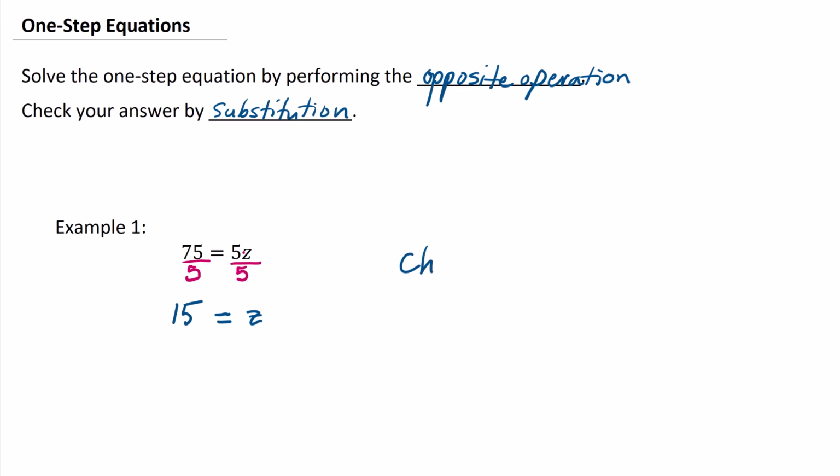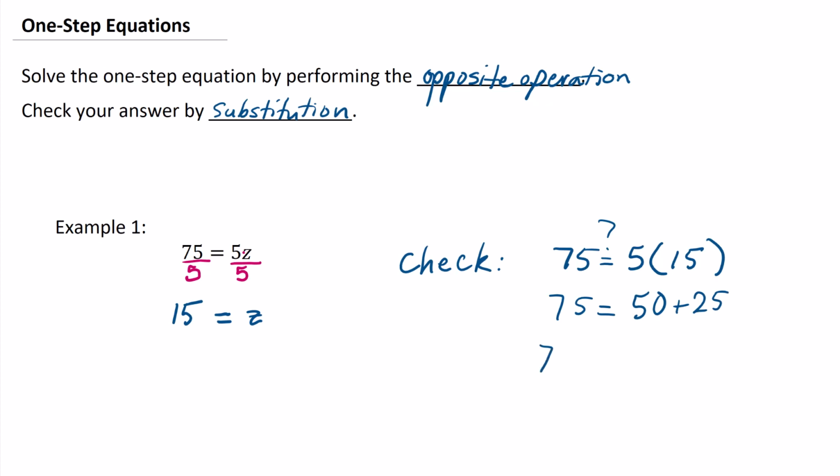To check, we replace the z with 15. So we have 75 equals 5 times z, but z we said was 15, and we just need to make sure that this becomes a true statement. 75 equals 5 times 15. Is that true? Well, 5 times 10 gives you 50, and 5 times 5 gives you 25, so 75 equals 75. So yes, this is a true statement.